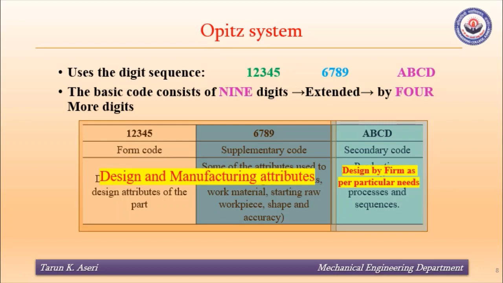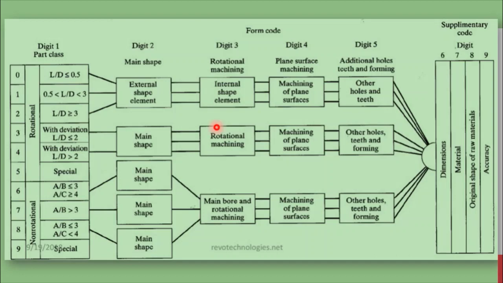So what does the OPIT system look like? This slide shows how the form code, digits 1, 2, 3, 4, 5, and the supplementary code are designated. This area is for assigning digit 1, then digits 2, 3, 4, 5, and these areas belong to the supplementary code, digits 6, 7, 8, 9.